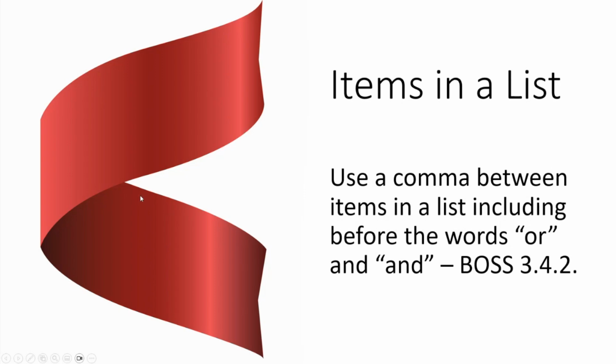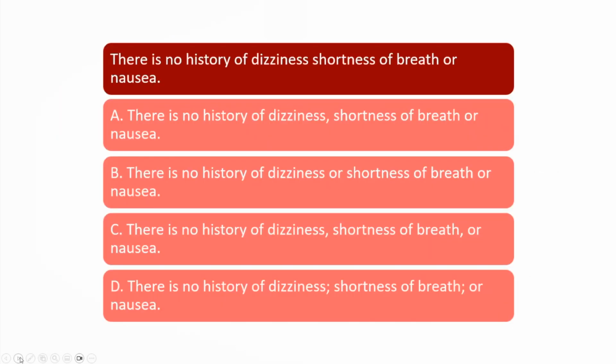Okay, so moving on here. The first thing is items in a list. Use a comma between items in a list, including before the words and or or, and that's outlined in Book of Style 3.4.2. Now let's look at an example, and here's the sentence. There is no history of dizziness, shortness of breath, or nausea. So that's as it's dictated. I want you to take a look at these options underneath and select how you feel that should be transcribed. Let's give everybody a chance to look over the options.